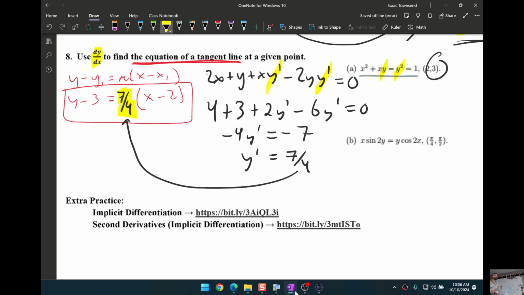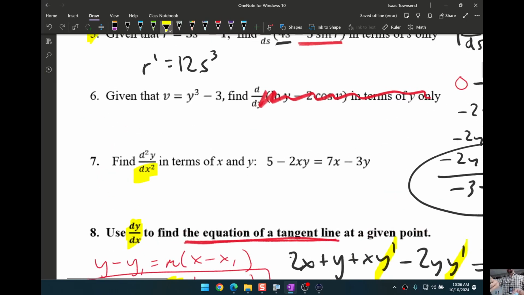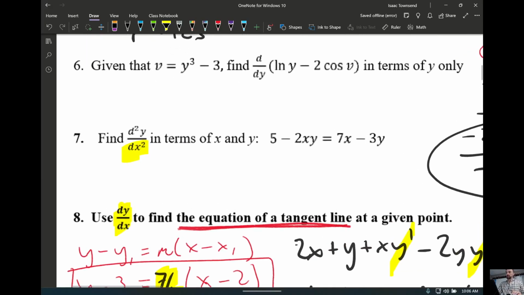Can you go over number 6? Okay, so this is very unusual.